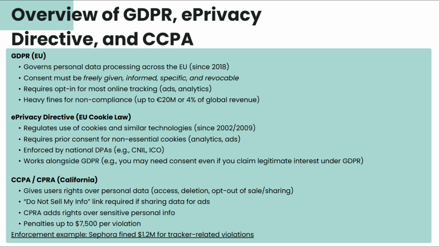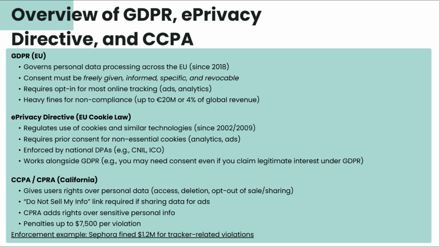While CCPA doesn't explicitly require a cookie opt-in banner like GDPR and ePrivacy, it effectively means if you're sharing data with third parties for advertising, which can count as a sale under CCPA's broad definitions, you must provide a "do not sell my personal information" link or mechanism to opt out. In practice, many companies have extended cookie banners or preference centers to cover CCPA opt-outs as well, often phrased as "do not sell or share my data" options. Additionally, CPRA, which amends CCPA, introduces the concept of sensitive personal information and gives an option to limit its use.